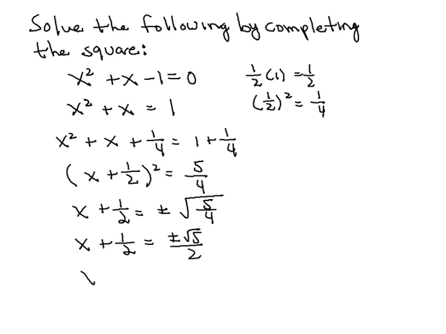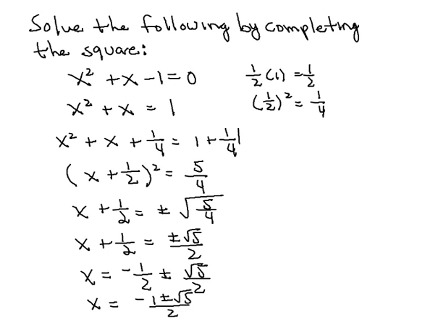Then isolating the x, we will subtract 1/2 from each side, or we can think of it as adding negative 1/2 to each side. So we have negative 1/2 plus or minus the square root of 5 divided by 2. And we can then write that in combined form as negative 1 plus or minus the square root of 5 divided by 2.